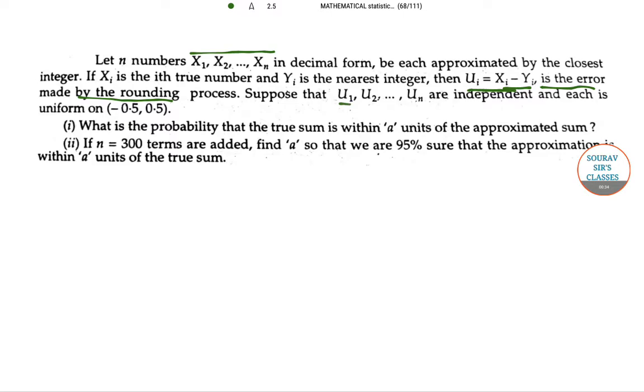Now suppose that u1, u2, ..., un are independent and each is uniform on minus 0.5, 0.5. Now we have to find the probability that the true sum is within a units of the approximated sum. First we'll do the first one, and then it is given if n equals 300 terms are added, find a so that we are 95% sure that the approximated sum is within a units of the true sum.